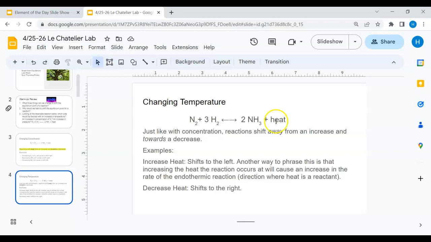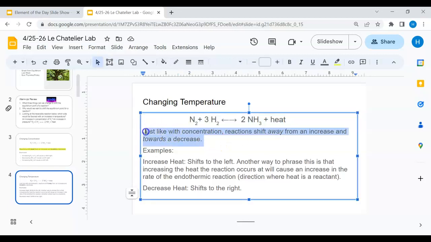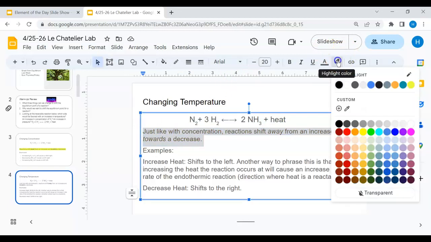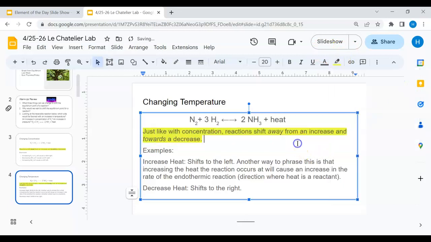But what we want to see is that if we increase the heat, just like with that first example, it's going to move away from the increase. So if we increase the heat, everything's going to start going faster, but especially this reaction going this way, where the N2 and H2 are being created. Then if we decrease the heat, it's going to shift to the right. It's going to try and fill that heat hole in a way.